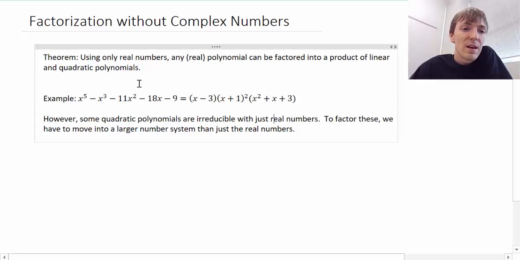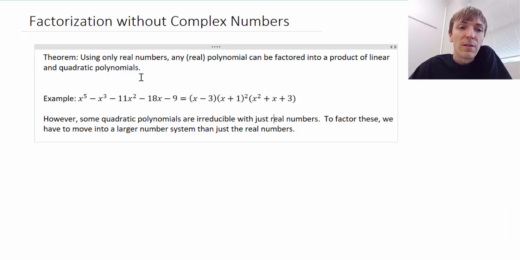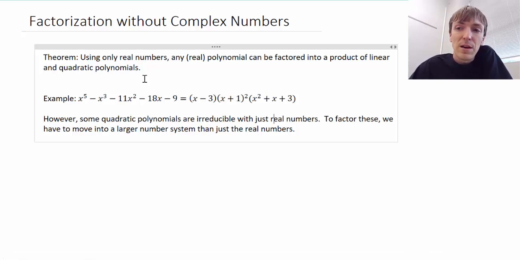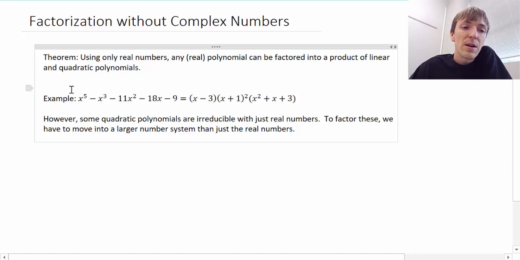So what this is saying is that any real polynomial can be factored into a product of linear and quadratic polynomials using just the real numbers. Okay, and we've seen examples of this in the last video where I took a bunch of polynomials and I showed you what their factorizations are. And this example here, I actually just stole from the end of that video.